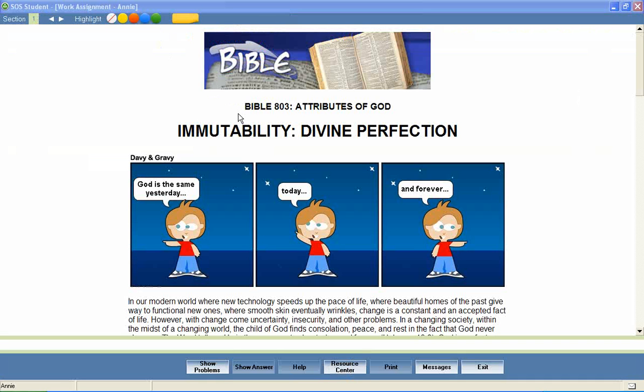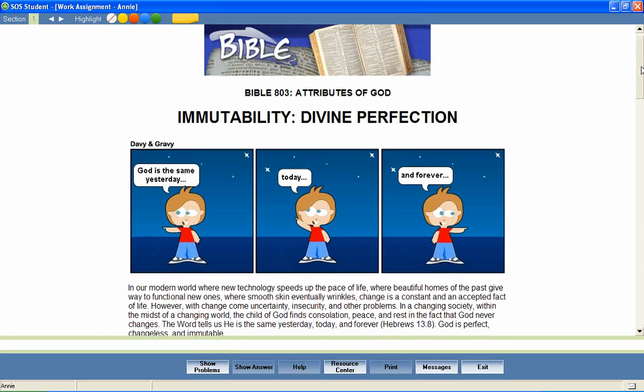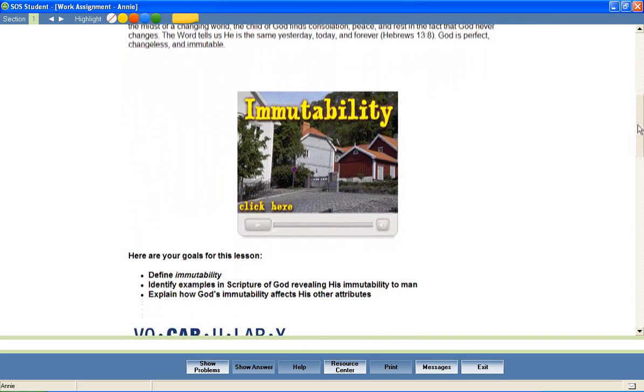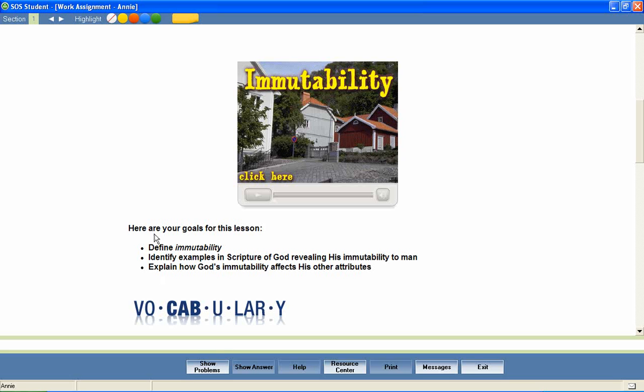In a unit entitled Attributes of God, let's look at a lesson called Immutability, Divine Perfection. Most Switched On Schoolhouse lessons begin with a brief introduction and a list of objectives for the lesson. These objectives help students stay focused on important lesson content and provide parents with an effective way to measure mastery of lesson content. A variety of audio-visual presentations, including videos, slideshows, and animations, provide reinforcement of lesson content.